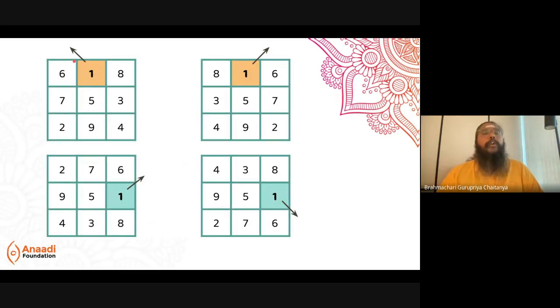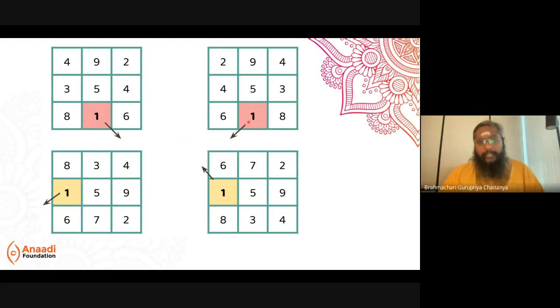We can try in any of the directions. So if I go northwest, I get this configuration. Northeast, I get this configuration. Then start in east and go northeast, I get this kind of a configuration. Start in east, go southeast, I will get this kind of a configuration.